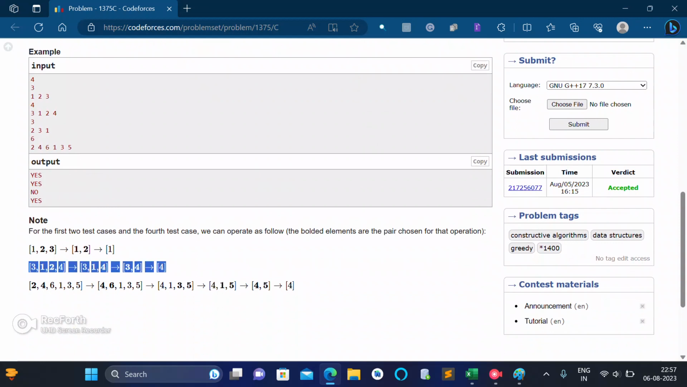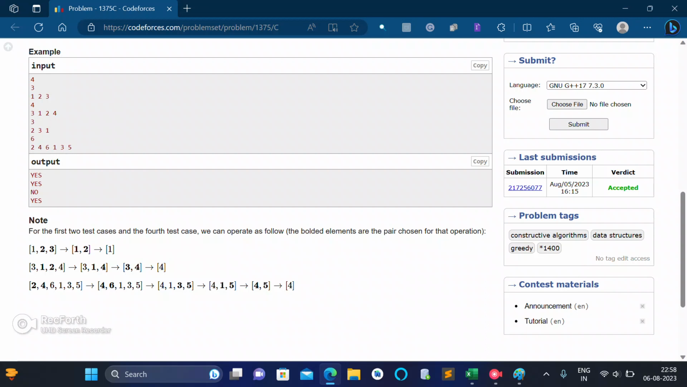Let's see this example: 3 1 2 4. Initially the array given to us is 3 1 2 4. We found that 1 is less than 2, so we can remove either 1 or 2. Here we remove 2, so our array becomes 3 1 4. Then we see that 1 is less than 4, so we remove 1 and we are left with 3 4. Then 3 is less than 4, so we remove 4 and we are left with 3.